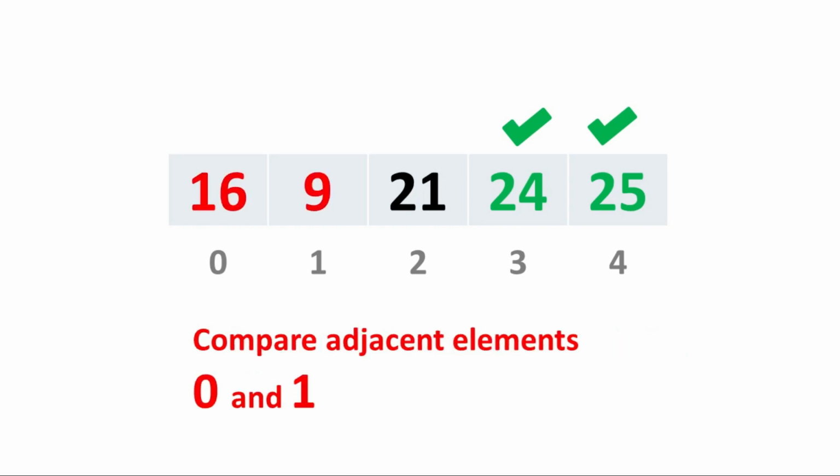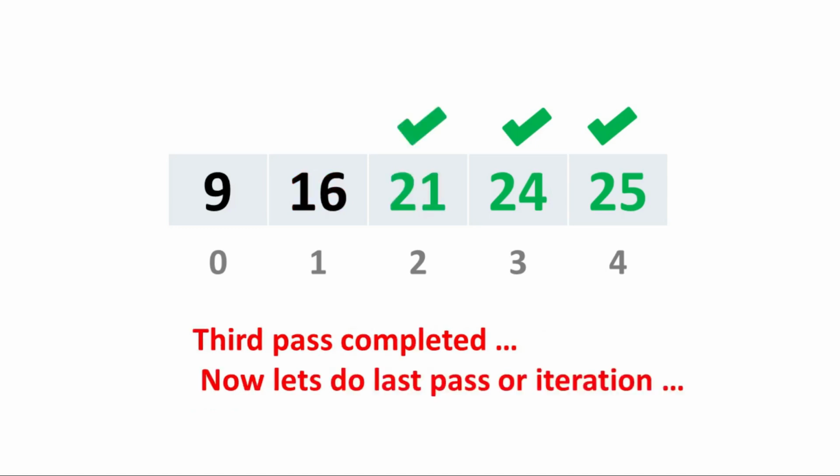16 is compared with 9. Both are not in ascending order. Swapping takes place. Positions incremented by 1. Now positions are 1 and 2, values 16 and 21 are compared, both are in ascending order, no problem, swapping will not take place. This is the end of the third iteration. After the third iteration, you can see that 3 elements, from position 2 to last position 4, all the values are arranged. To make you understand, these values are kept in green color.